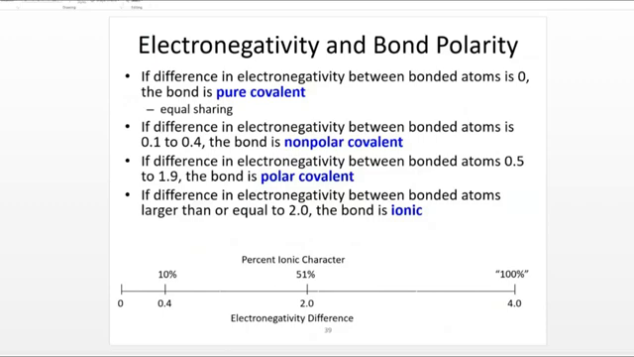If you have a difference of 0.1 to 0.4, you have a non-polar covalent bond. So with pure covalent and non-polar covalent, there is little pull on the electrons in the bond. If you have 0.5 to 1.9, the bond is considered polar covalent, and any difference larger than 2, the bond is considered ionic. I wouldn't even focus on the last bullet point because you know it's ionic if it's a metal and a non-metal.